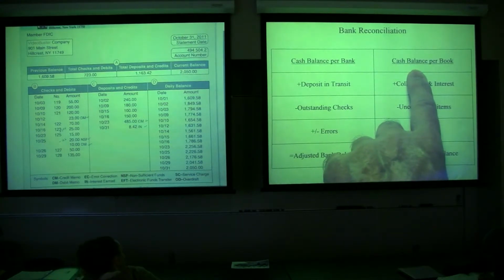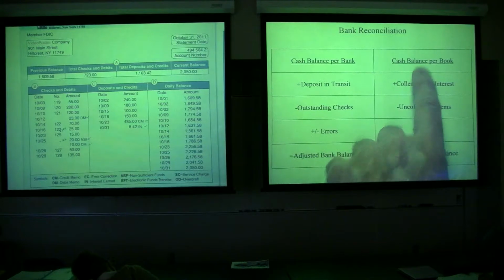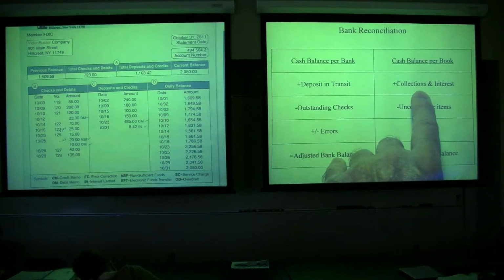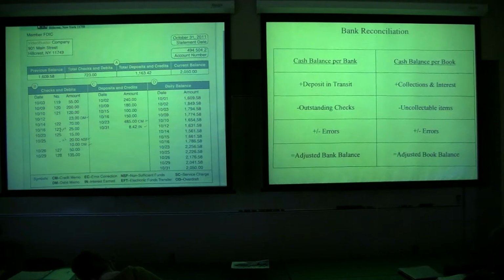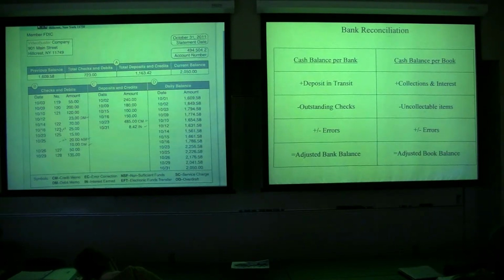Here we have the balance per book. You start out with your check register balance, you add collections and interest, subtract uncollectible items, and fix any errors. And then the two adjusted balances have to equal. Does that sound good? All right. Let's do a little bit of practice. Why don't we do Quick Study 8-6, page 346.